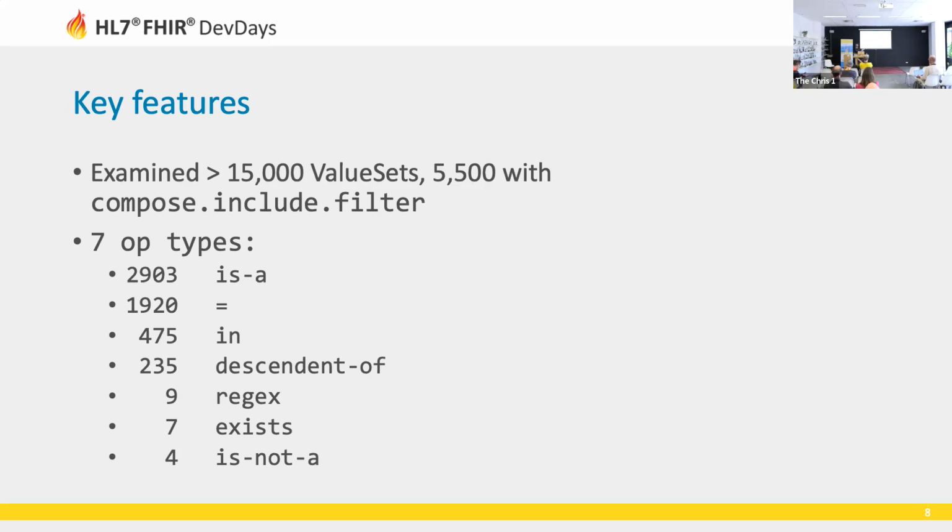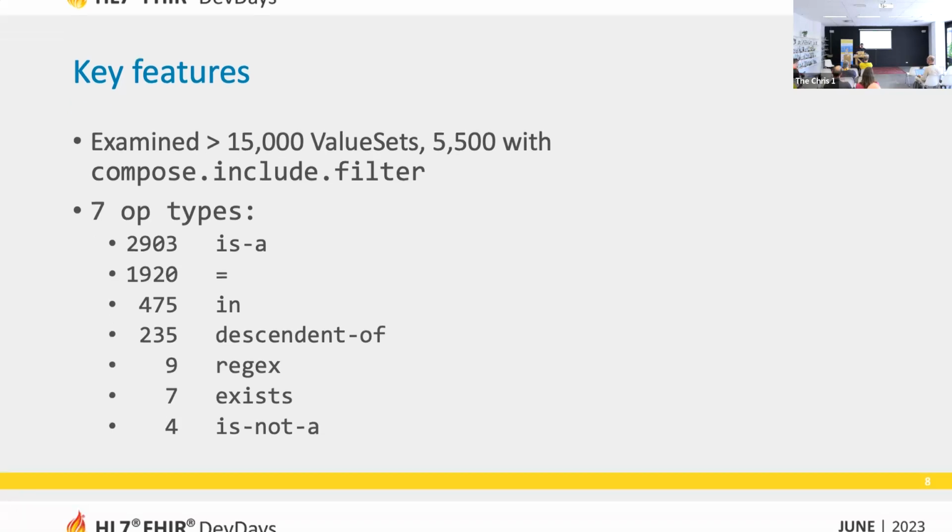Exists. So does the property have a value or not? And then this kind of weird "is not a." And R5 contains some more operators that didn't occur in any of those things. They're still in scope.